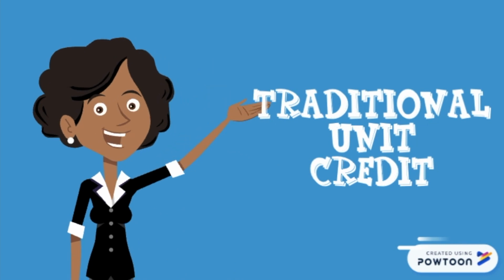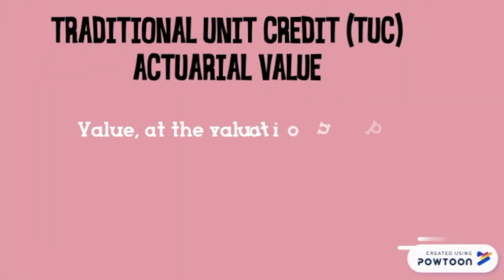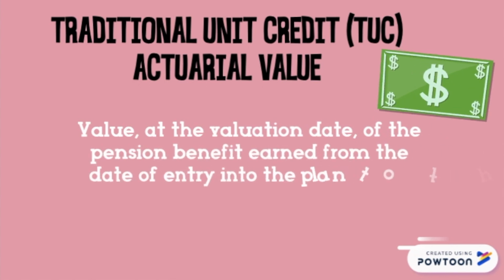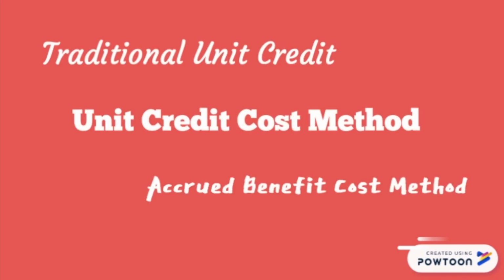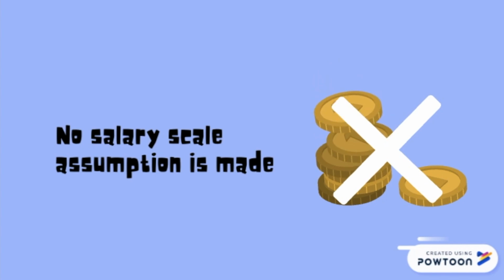Traditional unit credit actuarial value, or TUC actuarial value, is the value at the valuation date of the pension benefit accrued from the date of entry into plan to the date of valuation. It is also called the unit credit cost method or accrued benefit cost method. There is no salary scale assumption made for salaries in all future years in this TUC method.